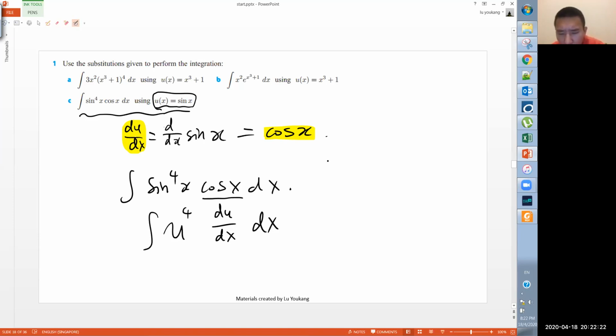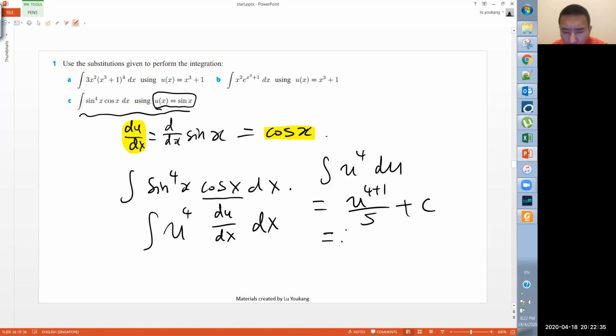So all you need to do is integrate this. Power plus 1, bring down the resultant power, plus c. Then replace your u with your sine x. Simple? Yeah. Okay, so integration by substitution is quite simple.